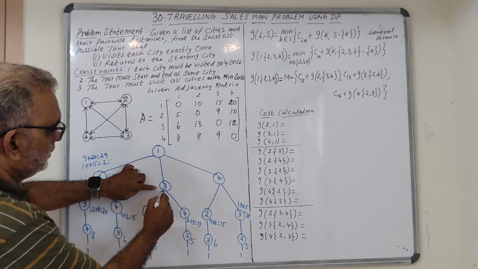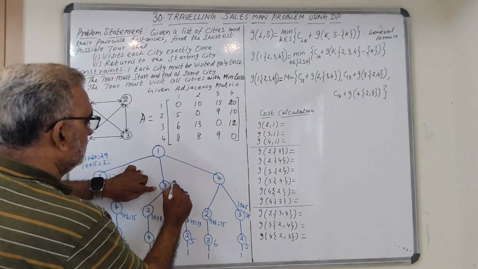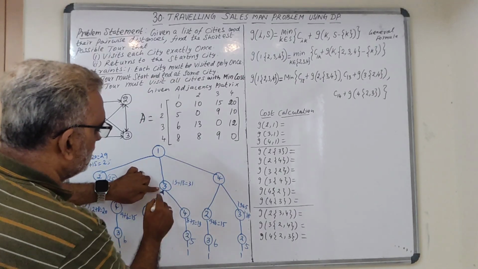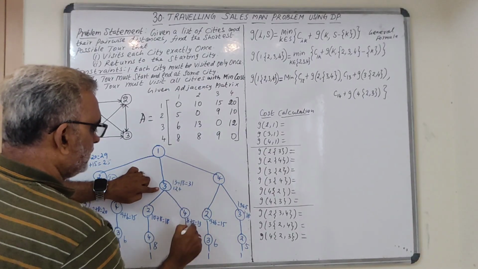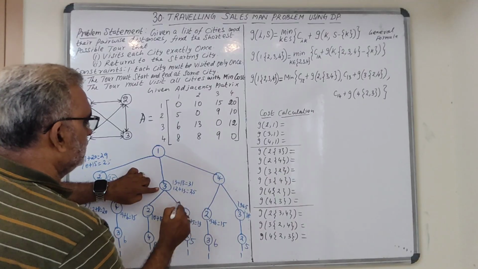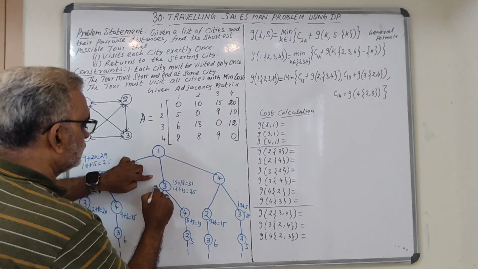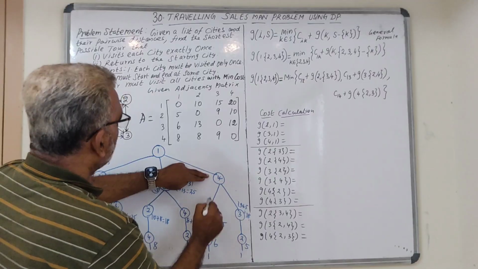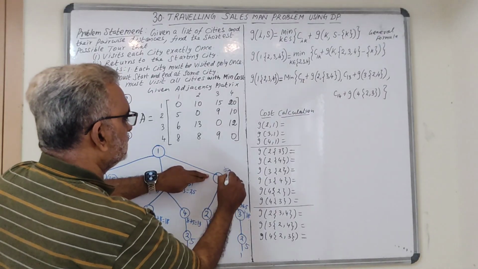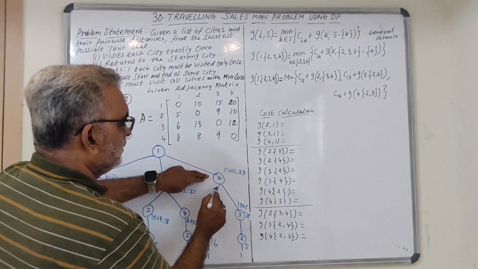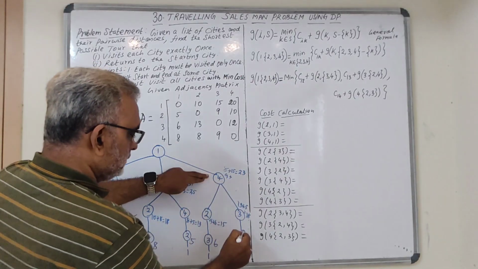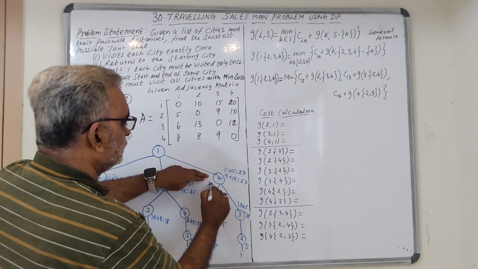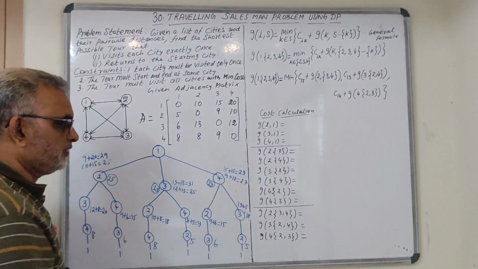Similarly, the next one, 3 to 2 is 13, and the previous cost is 18, so that is 31. Similarly, 3 to 4 is 12, the previous cost is 13, so it is 25. Comparing these two, 25 is the minimum cost. Similarly, 4 to 2 is 8, the previous cost is 15, so it is 23. 4 to 3 is 9, the previous value is 18, so it is 27. Comparatively, 23 is the minimum value, so we consider that as the cost of reaching this city.